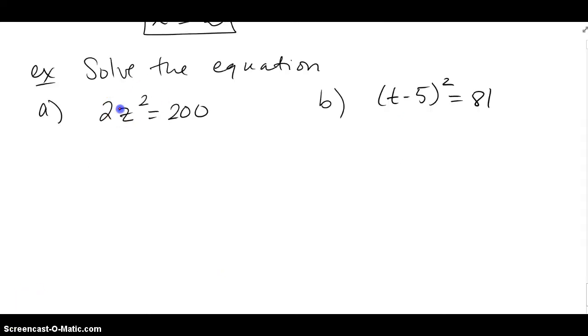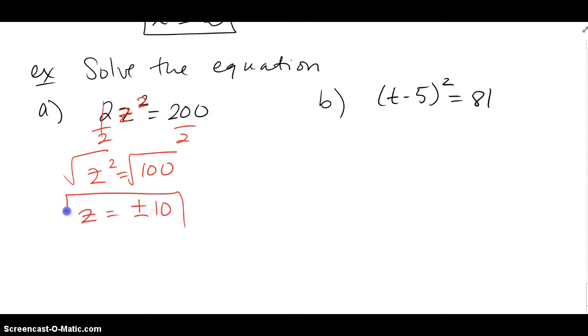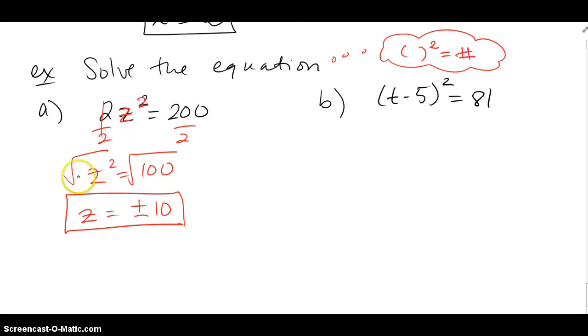So again, notice I have a z squared in this case, so I'm going to divide both sides by 2 and get the squared quantity alone. Once I do that, I can just make use of the square root property and say my answer is plus or minus 10. So again, our goal here is that we want to have something squared equals a number. Something squared equals a number.